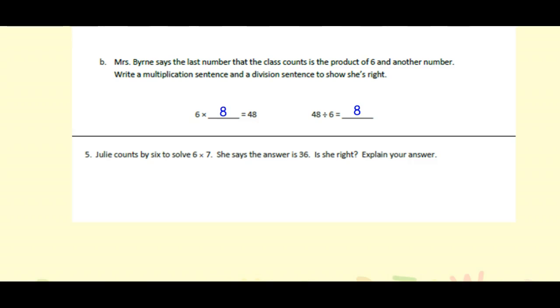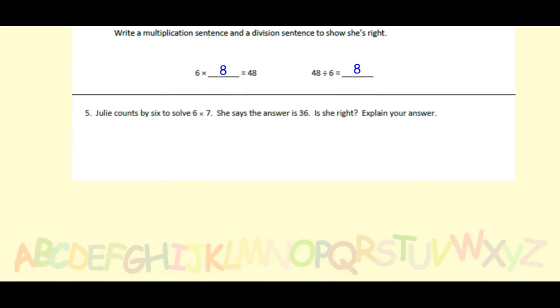Moving down here to number 5, Julie counts by 6 to solve 6 times 7. She says the answer is 36. Is she right? Explain your answer. So, what you need to be doing right now is skip count by 6 7 times and see if that gives you 36. And then the first part of your sentence is going to be telling me if she is right or wrong. And then I want you to explain your answer. If you say that she's right, tell me why. If you say that she is wrong, tell me why. I want you to press pause to do this.